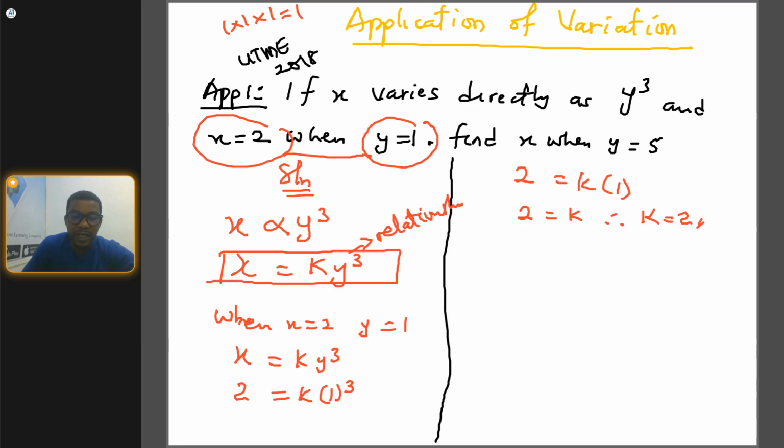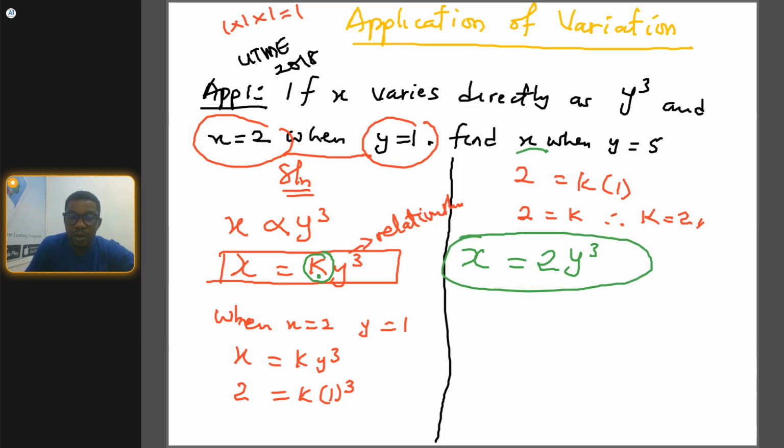Now that we've gotten the value of k, let's replace k with its value. So now the relationship is x equals 2y raised to power 3. These 2 represent the k. Okay? So now this is what we're going to use to solve the question that they asked us: find x when y equals 5. x equals question mark, but y equals 5. So we can now solve to get what x is.